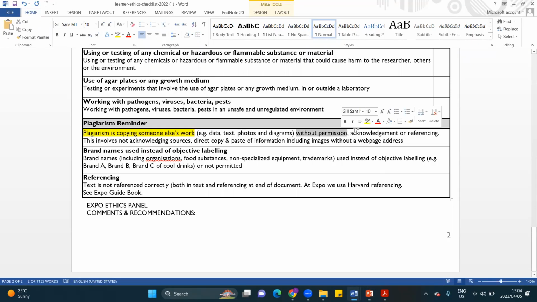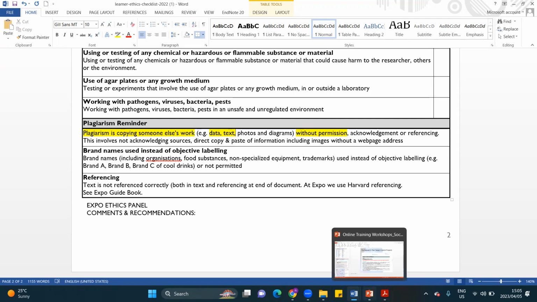This applies specifically to our social sciences, so permission from the participants. Also, any text and data that you download from the internet, you must provide the URL. Brand names we spoke about as well. Make sure they do not appear, and of course the referencing.